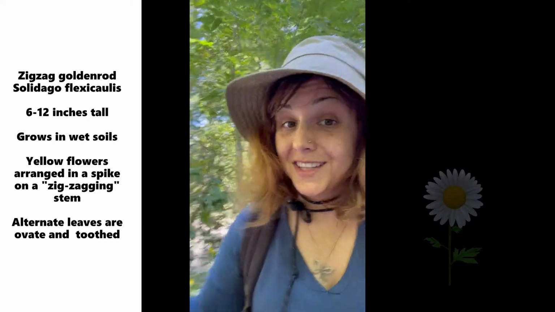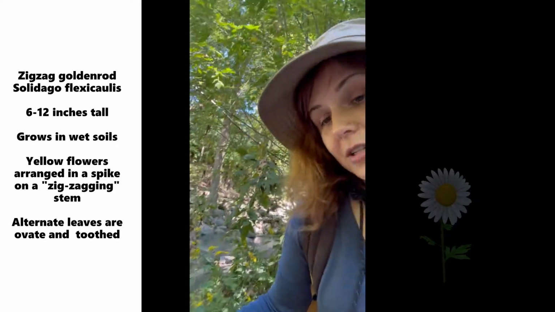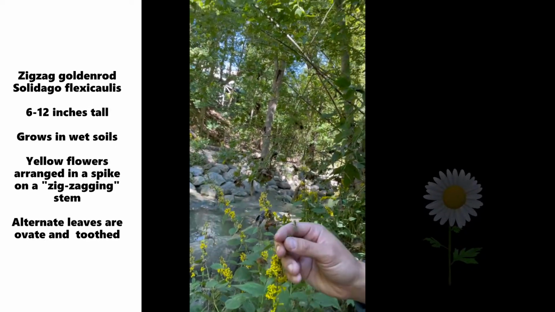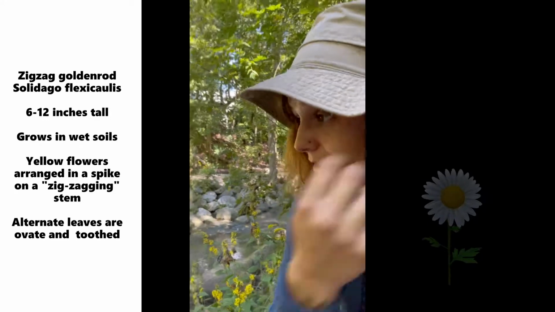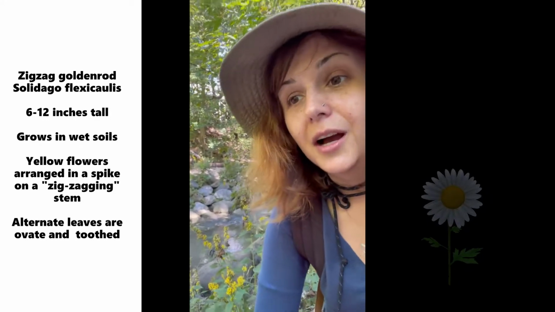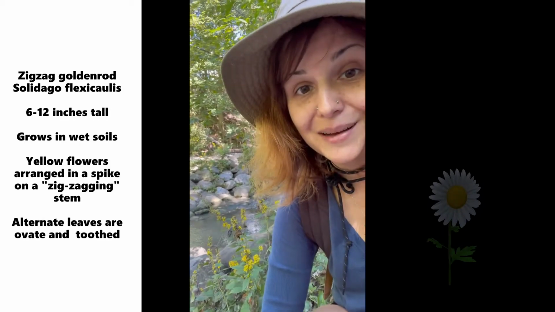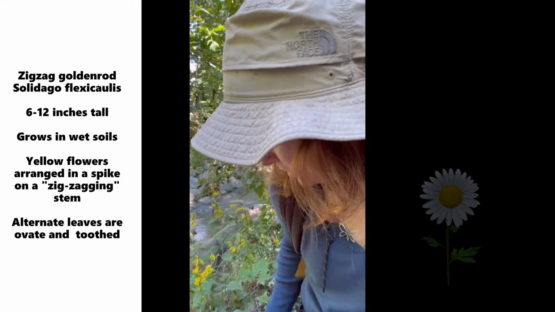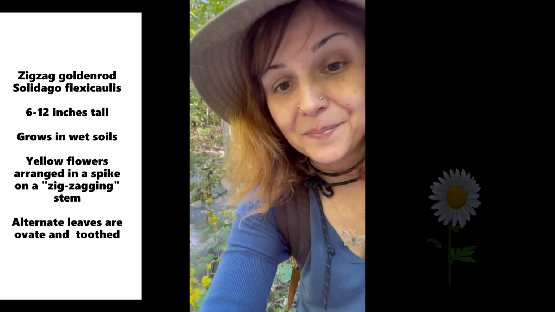And I also know it's a zigzag goldenrod because the little florets, the little aster florets, are arranged in a spike form. Another clue that I know that it's a zigzag goldenrod is because it's right near the stream here. And that's another clue that I can use in identifying plants, is where they're growing, in addition to stems, leaves, and flower arrangement.